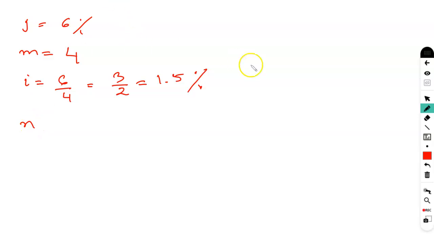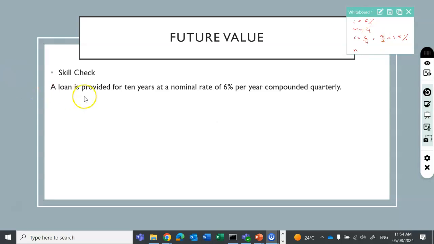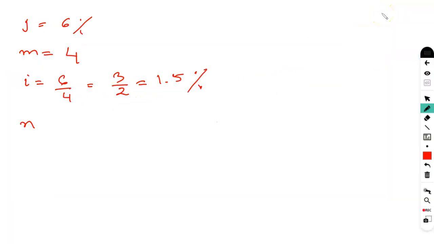N is the number of years multiplied by M. You can see the number of years is 10 years. So we can write N as equal to 10 times 4, which is equal to 40. So the number of compounding periods for the whole loan term is 40.